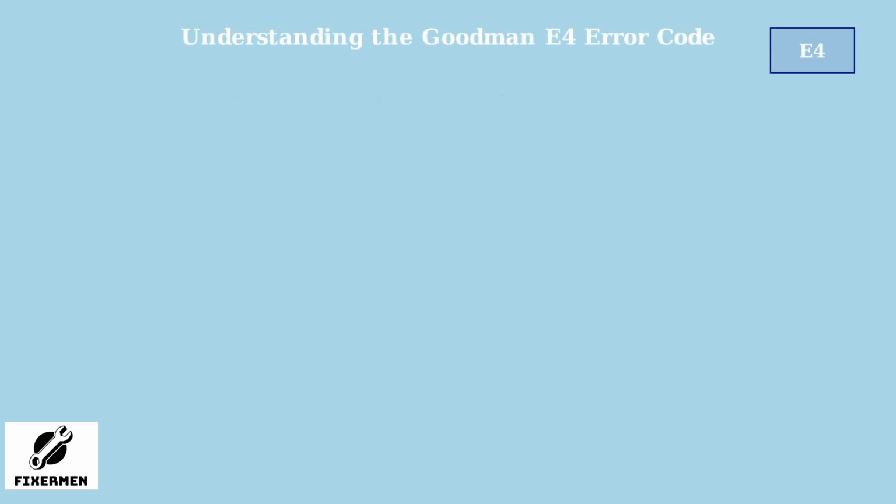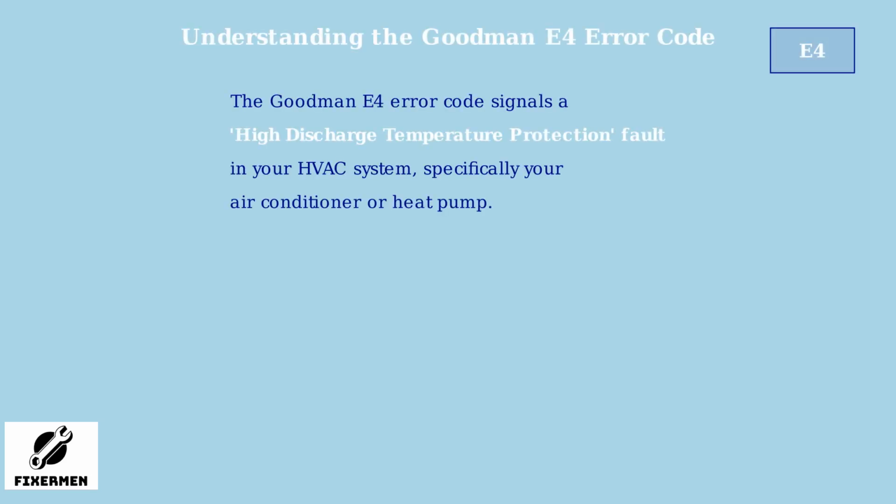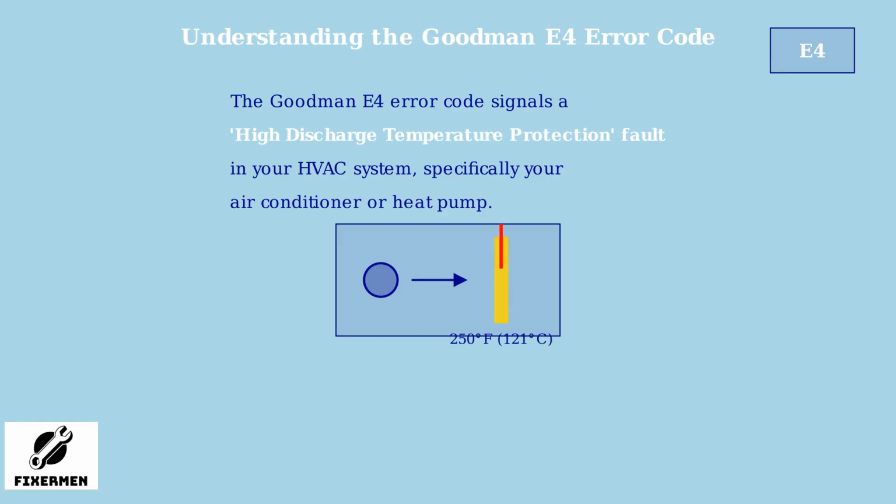The Goodman E4 error code signals a high discharge temperature protection fault in your HVAC system, specifically your air conditioner or heat pump. This protective measure activates when the compressor's discharge line gets too hot, typically exceeding 250 degrees Fahrenheit or 121 degrees Celsius. This is designed to prevent severe damage like compressor failure or system overheating.